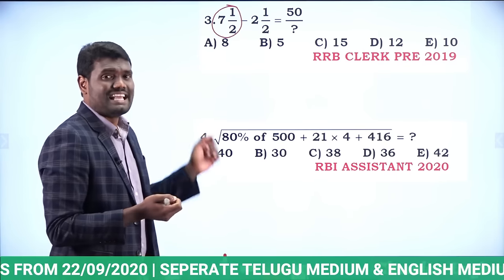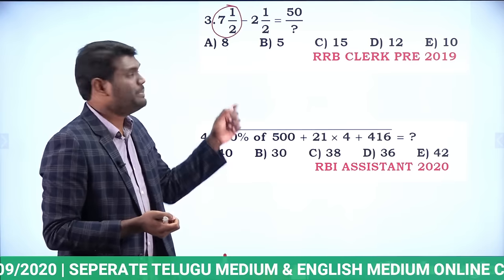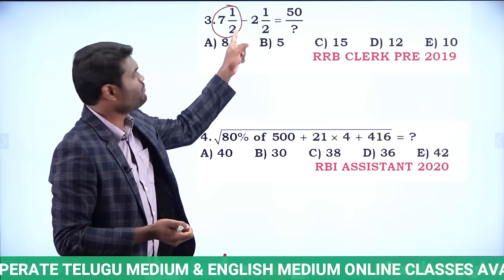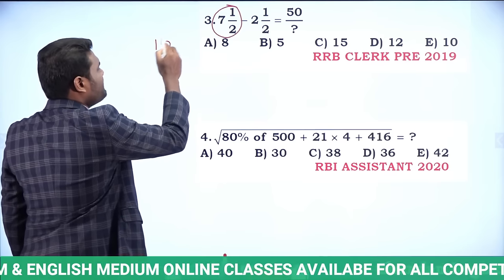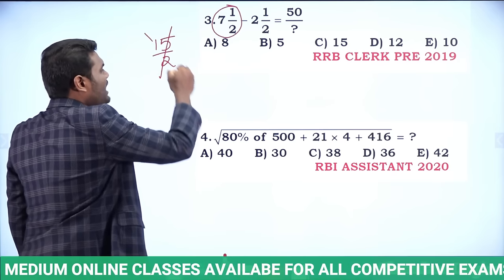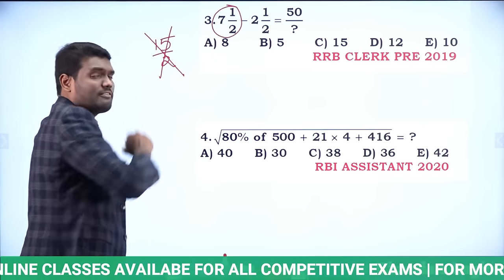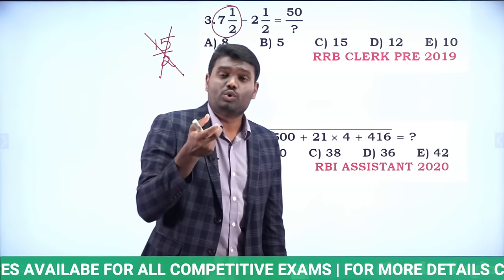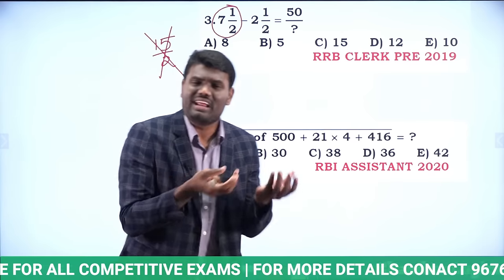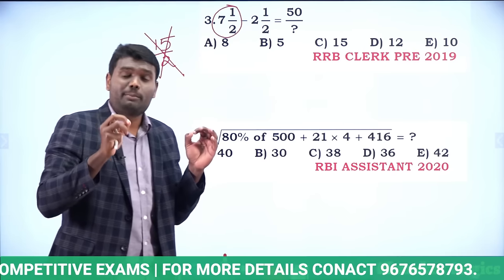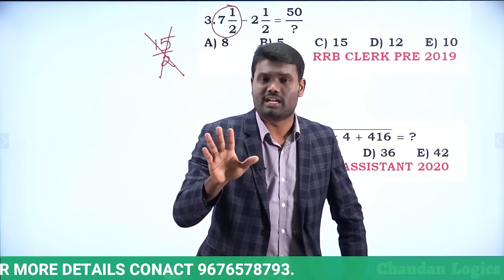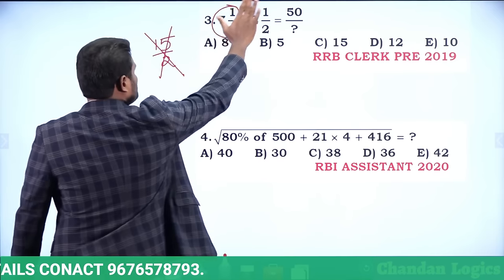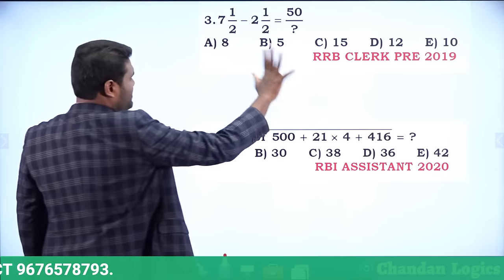Normal fraction means 7 1 by 2 will be 7 times 2 is 14, 14 plus 1 is 15, 15 by 2. So they will take it as 15 by 2. But when you're trying to convert this mixed fraction to a normal fraction, the sum becomes complicated. Really, this is a simple question. Don't make it complicated. If it is simple, keep it as simple as that. That is the reason I will not convert into a mixed fraction.